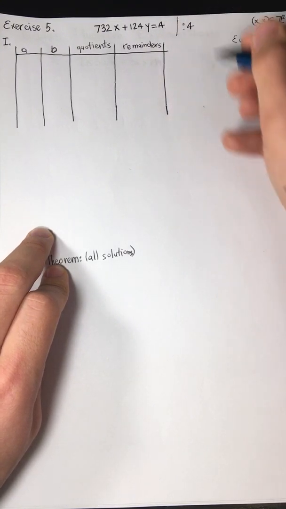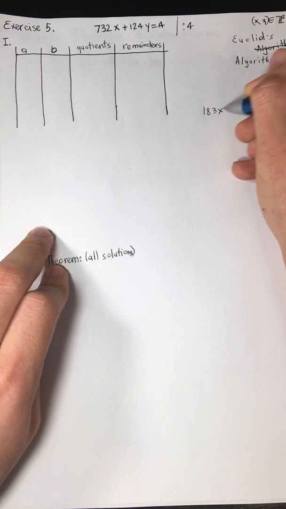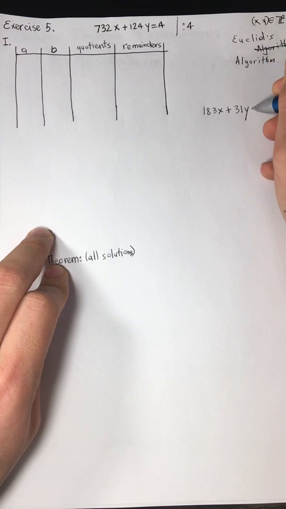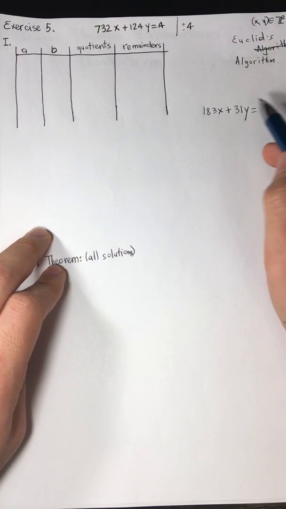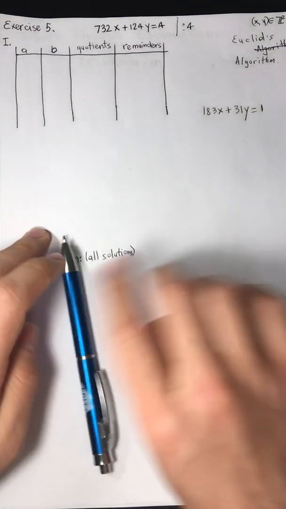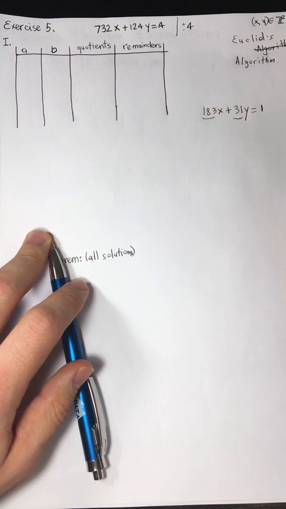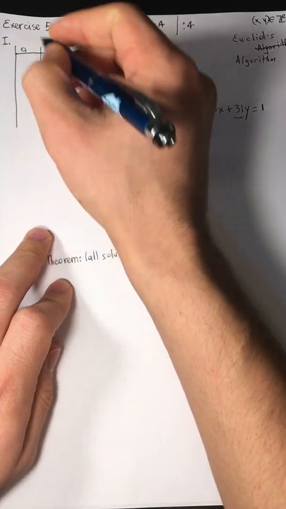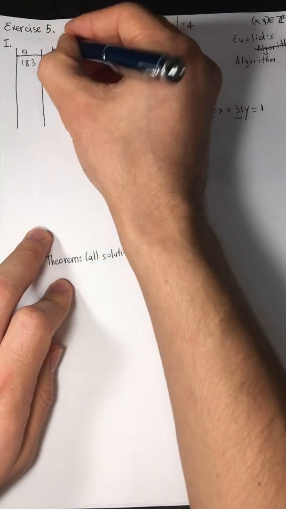So if you divide this equation by 4, we are going to have 183x plus 31y equals 1. Why did I divide? Because I just want easy calculation, because it's going to be easier. So what I do is I just focus on this. This is A, this is B, these two numbers. So I'm going to write them into my table. So A is 183 and the next one is 31.